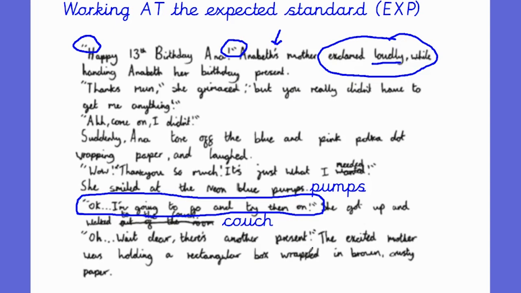The excited mother. So this is a really nice example of a pronoun. Now, sometimes a child will use pronouns, but they'll only rely on he, she, him, her. But this is a more sophisticated pronoun because instead of saying Annabeth's mother, she's changed it to the excited mother, which is another example of how this child shows cohesion through using a synonym. We've got here some description. This lovely description of the rectangular box wrapped in brown, crusty paper, which I thought was a nice expanded noun phrase here and very appropriate.